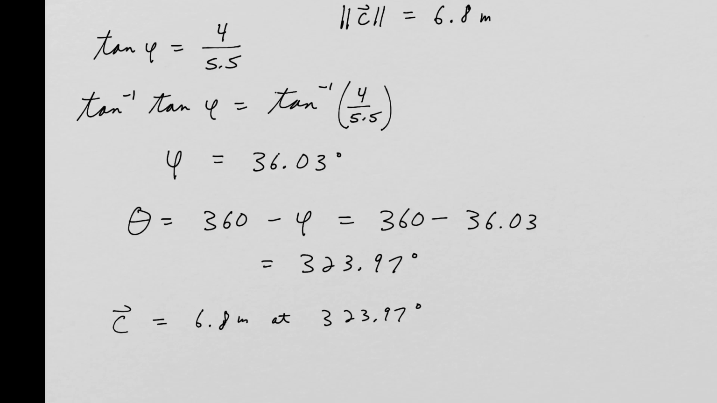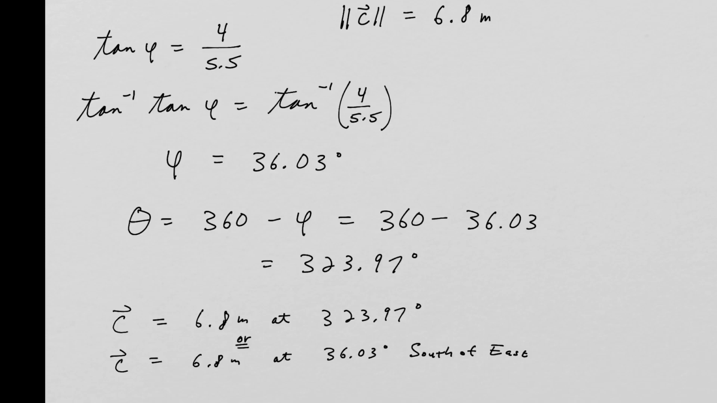Or this will also give me enough information. I could say C is equal to 6.8 meters at 36.03 degrees south of east. Right? If I start east and go south, then that would be 36.03 degrees. And that also tells me that I'm in the fourth quadrant.